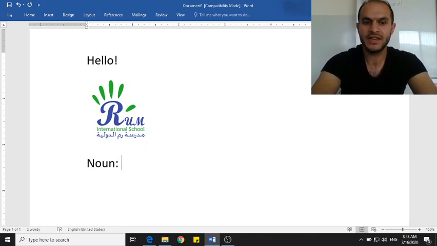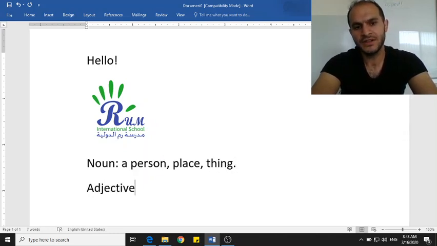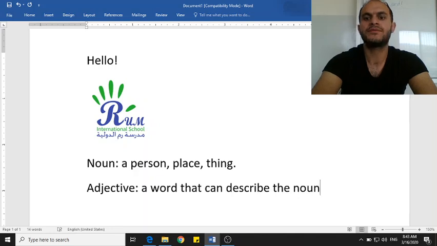A noun is, say it with me, yes, a person or place or thing. This is what a noun is. Now we said that the adjective is a word that can describe the noun, right? Yes.